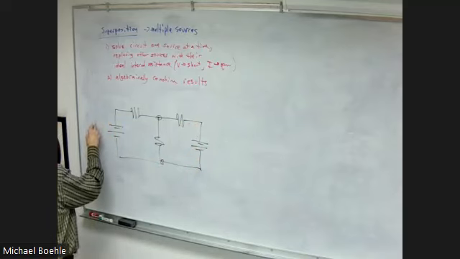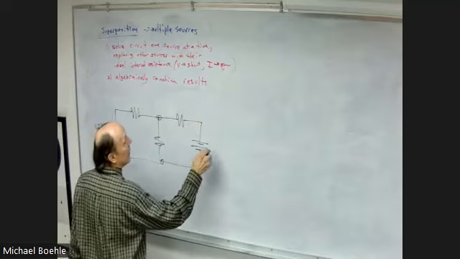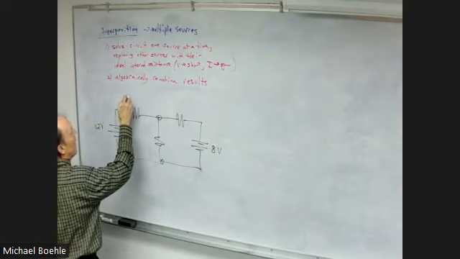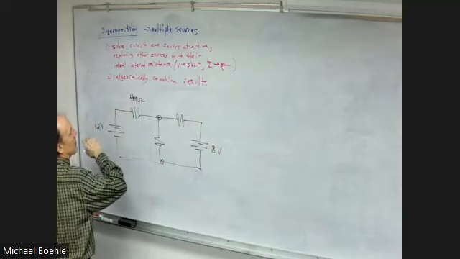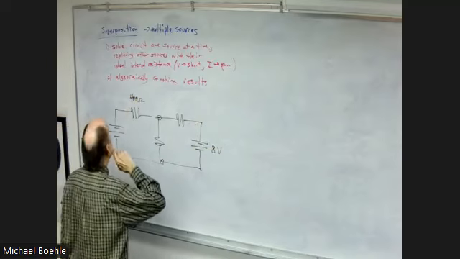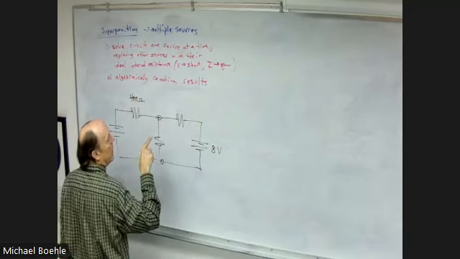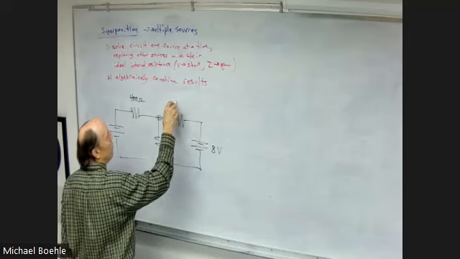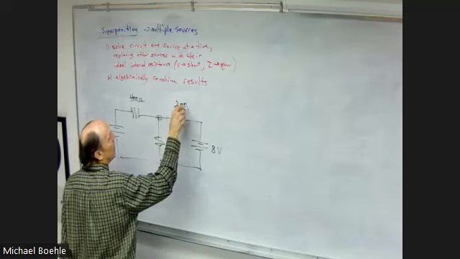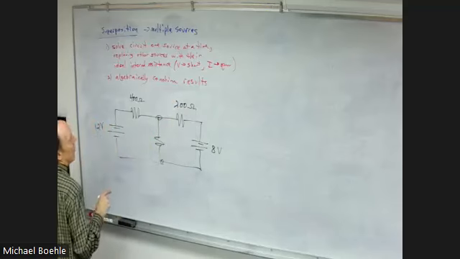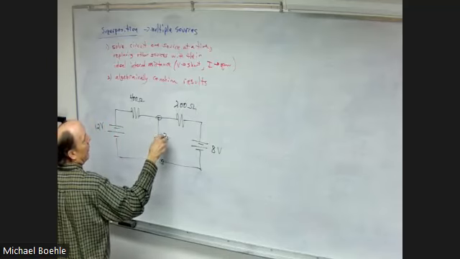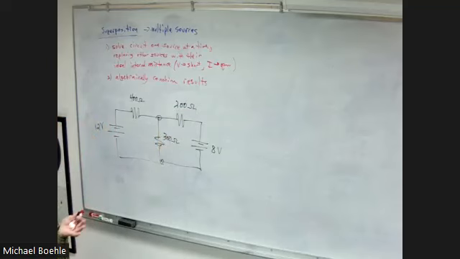Okay. So make this 12 volts. Make this 8 volts. We'll call this 400 ohms. And we'll make this 200 ohms. Make this one 300 ohms. All right, so that's my circuit. Nice, pretty simple.